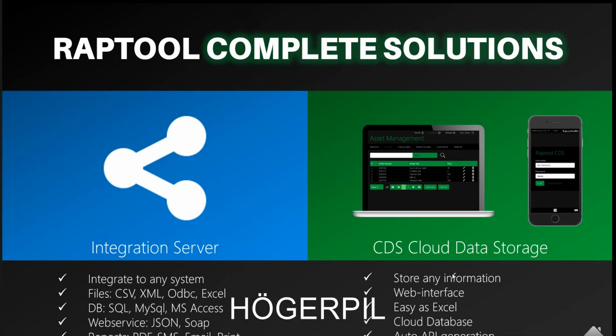We also have an integration engine that can get data from different systems, so it can be files if it's older systems, like CSV files, Excel files, or the BC Excel, XML, and also databases like SQL, MySQL, MS Access. Web services is the most common today for modern systems to integrate to.